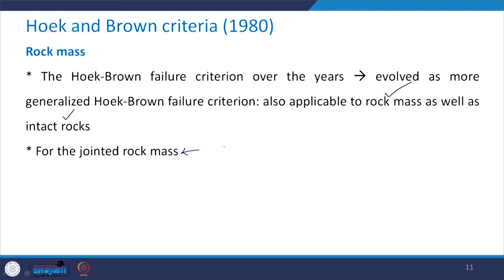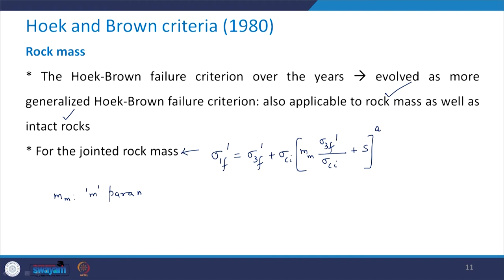which is sigma 1 f prime is equal to sigma 3 f prime plus sigma Ci times (mm sigma 3 f prime divided by sigma Ci plus s) to the power a. Now, here this parameter mm is nothing but the m parameter which we had in case of the intact rock, as well for the rock mass. And because it is for rock mass, this subscript has been added here, and this can be derived from Mi, which is for intact rock.